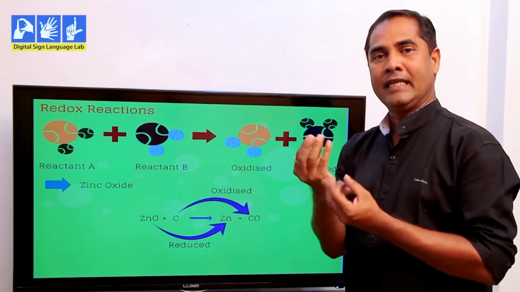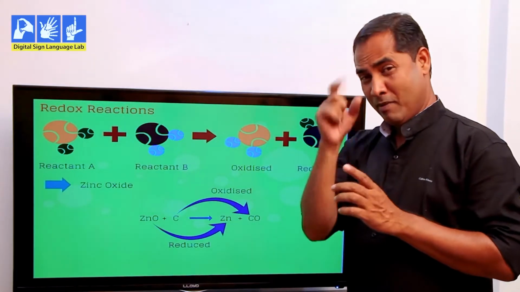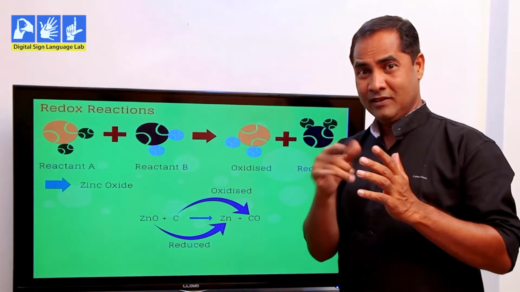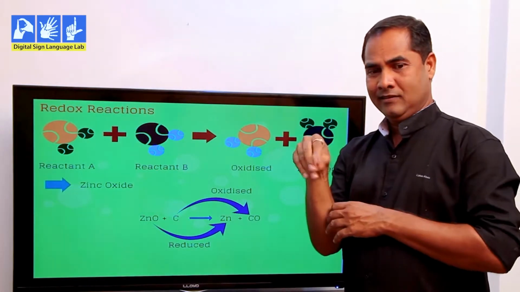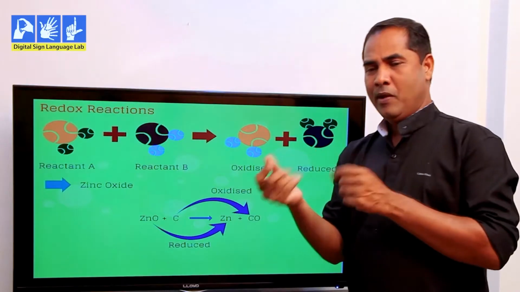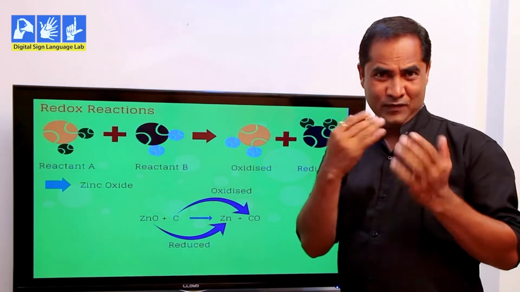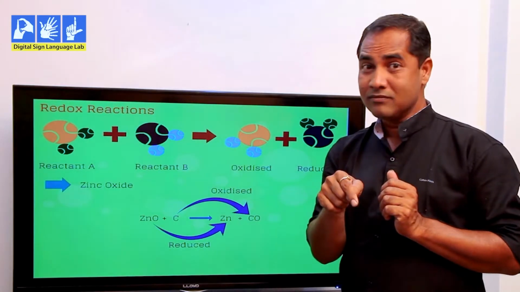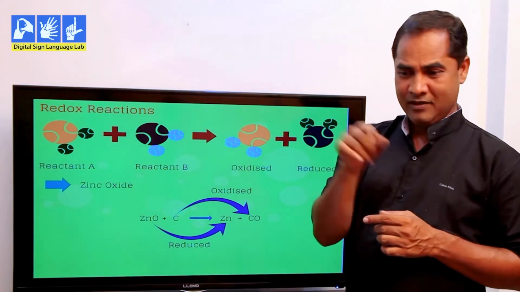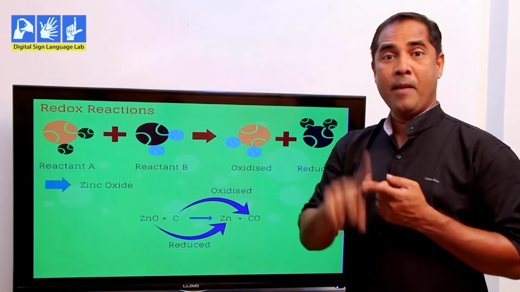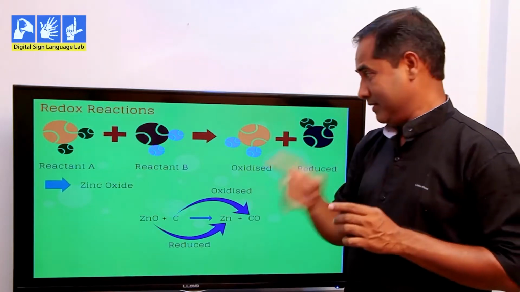Now we would see redox reaction. We've already learned about oxidation reaction and reduction reaction in which hydrogen was added. So these two reactions I hope you remember. Now if both happen at the same time, the oxidation as well as reduction, we call it a redox reaction.